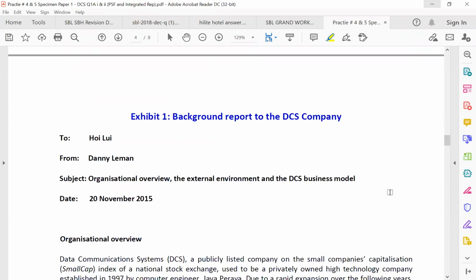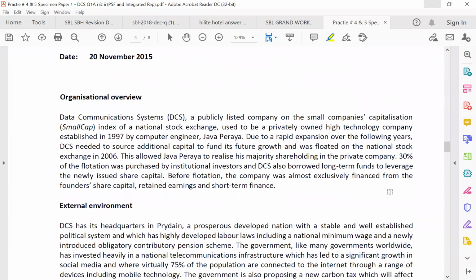Now I have included exhibit number 1, which includes the background report to the DCS company to Hui Louis from DL. Subject: organizational overview, the external environment, and the DCS business model. Dated 20th November 2015.